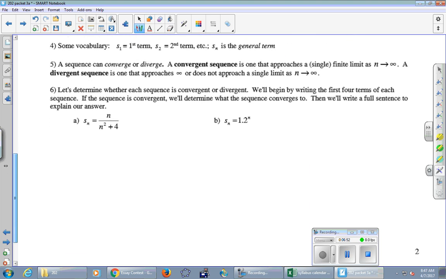S sub n equals n over n squared plus 4. Before we talk generally what this thing is doing at the end of the day, let's just find the first few terms together. S sub 1 just means change all of those n's into 1s. What do we get here? 1/5 is good. Don't say it out loud, but can you guys write down S2 and S3 for me?